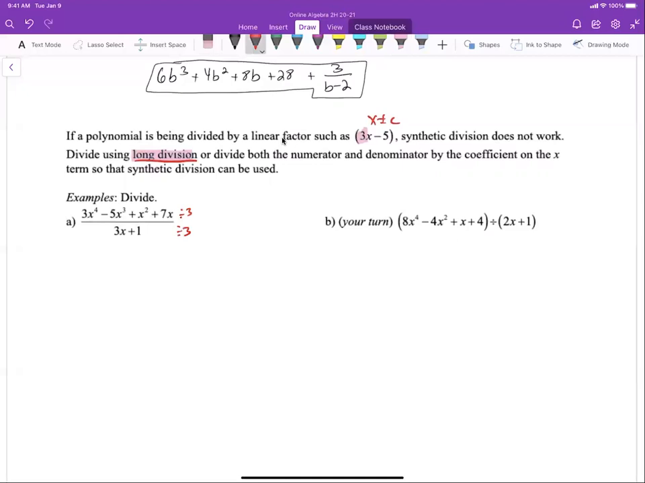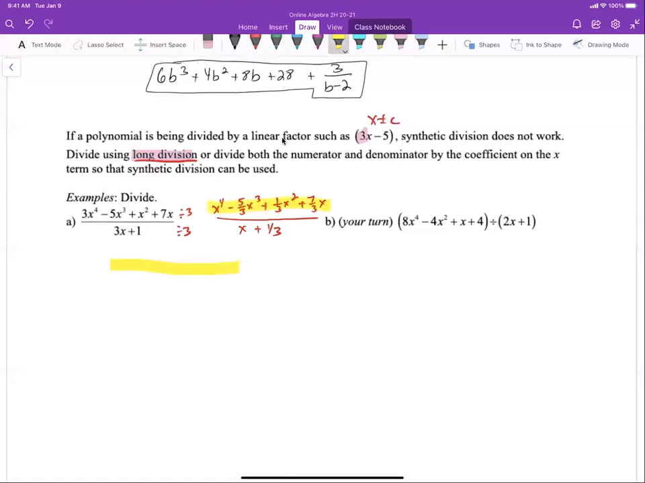In the numerator, I'm going to divide 3x to the 4th by 3, and I will get x to the 4th. I'm going to divide negative 5x cubed by 3, and I'll get negative 5/3 x cubed. I will get 1/3 x squared. I will get 7/3 x. Then on the denominator, I will get x. Now I have what I want, plus 1/3. And then I will start my synthetic division process.